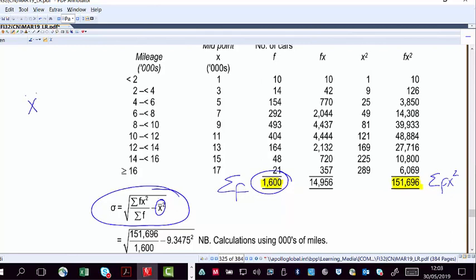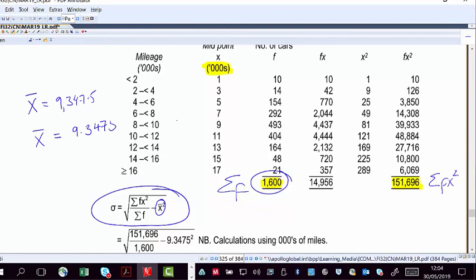And remember, we calculated the mean in lecture example 1, and the mean number of miles was 9,347.5. But remember now, to keep everything nice and neat, we've transferred all of our data into thousands. So we need to make sure that we are consistent. And when we plug the mean into the calculation, it will now become 9.3475, so that we're working in thousands.